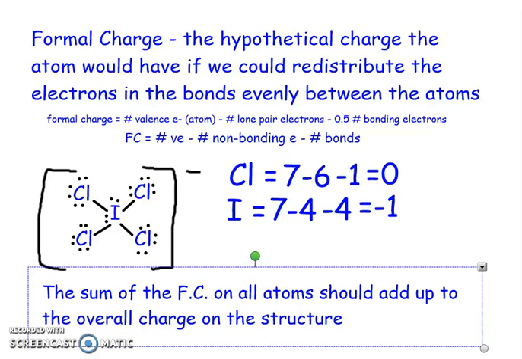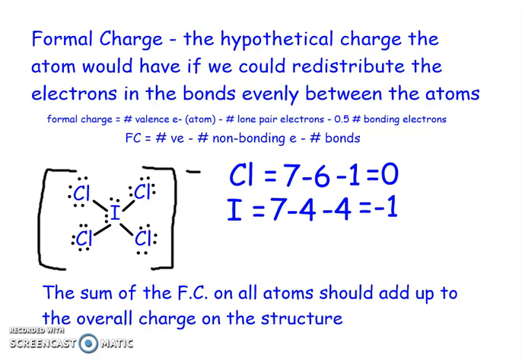The sum of the formal charges on all atoms should add up to the overall charge on the structure. So we have 4 zeros, so 0 plus 0 plus 0 plus 0 plus the -1 for the iodine adds up to the negative charge on the entire structure.